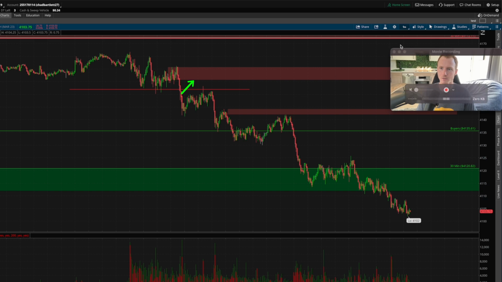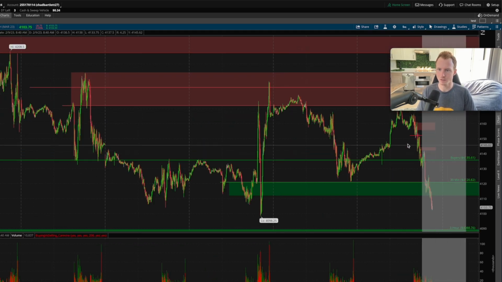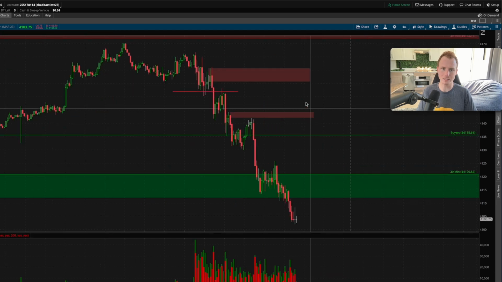Okay, so let me go to the 5-minute chart. Like I said, I mainly trade supply and demand zones. So for me, I'm always looking at trading the trend, but also using supply and demand. So the trend was down, so I was looking for a pop-up to this 5-minute supply zone.